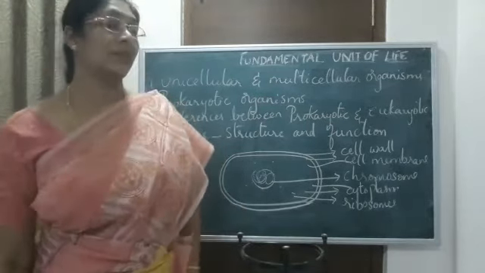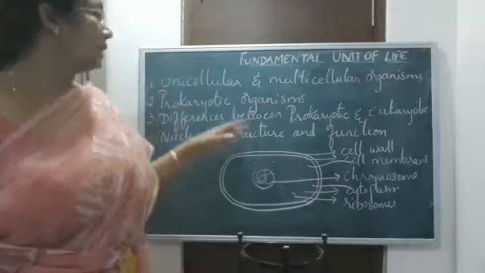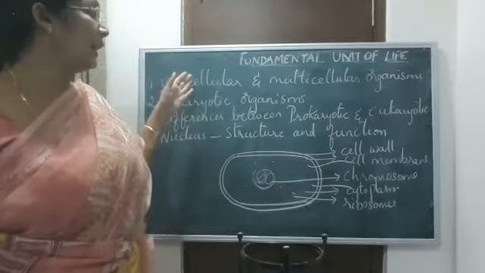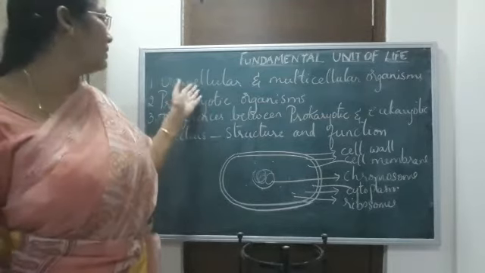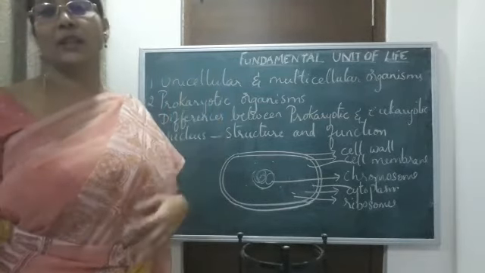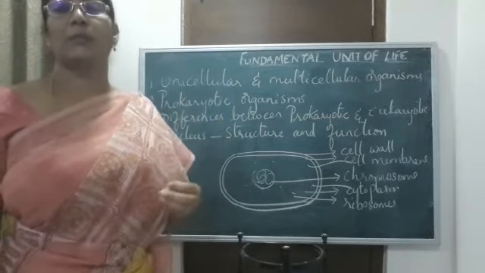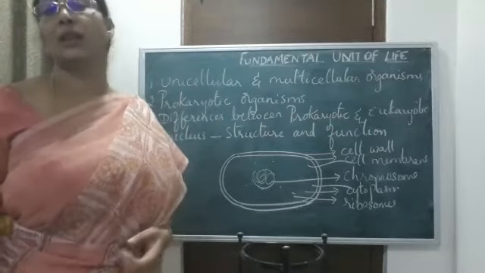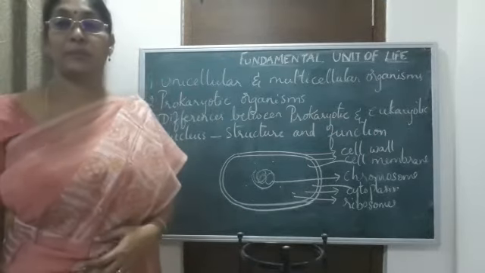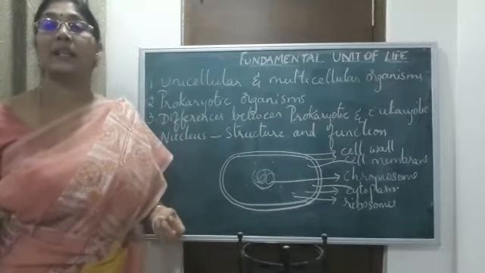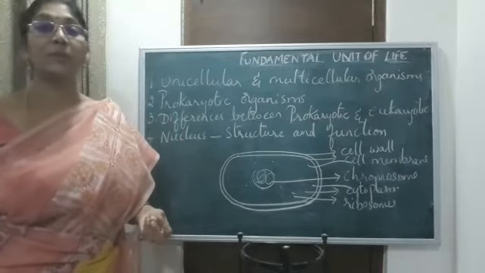Now, what are we going to learn in today's class? At the end of the class you should be able to explain the difference between unicellular and multicellular organisms. What is meant by unicellular organisms? What is a multicellular organism? What is the difference between these two? We will also see some examples of unicellular organisms.